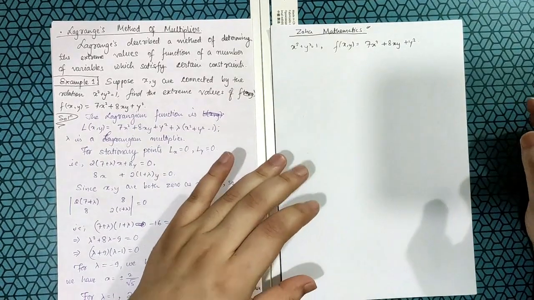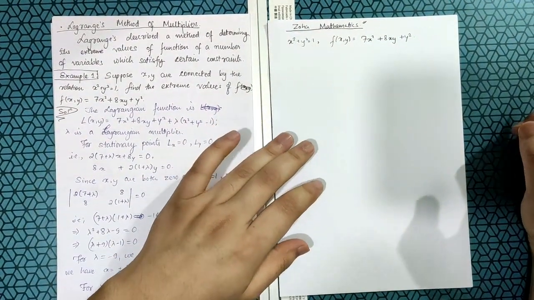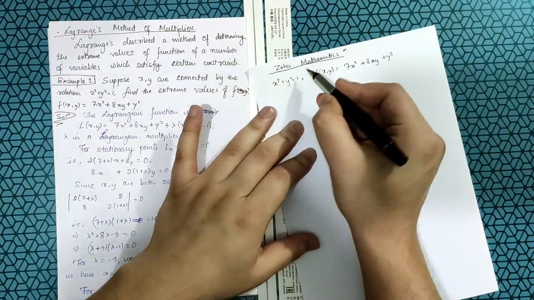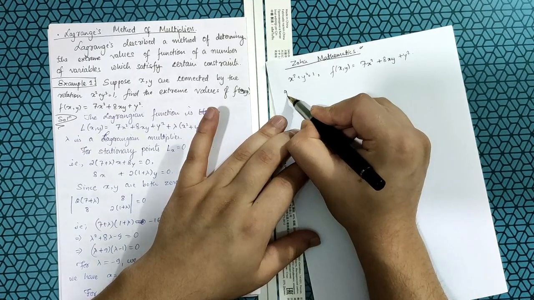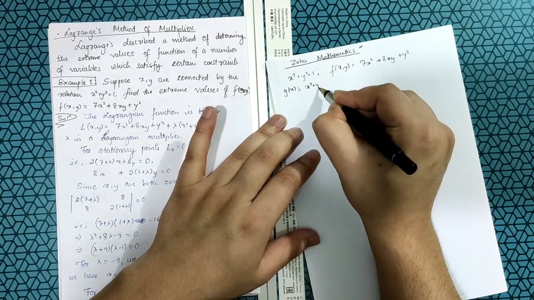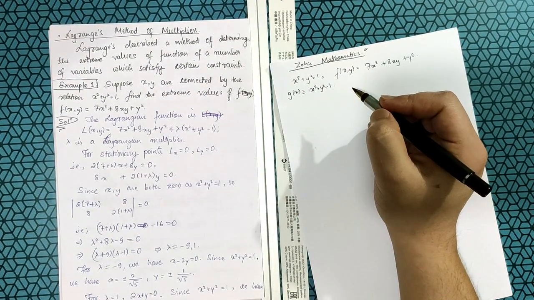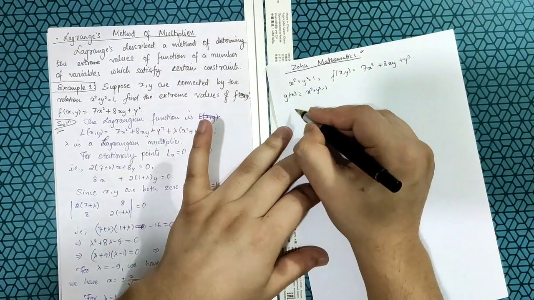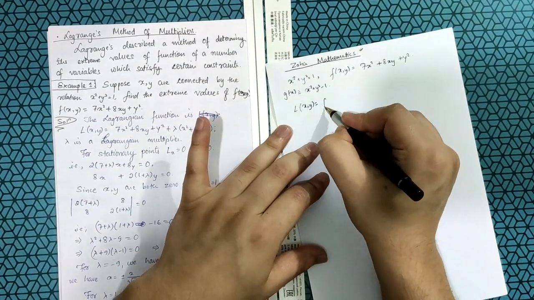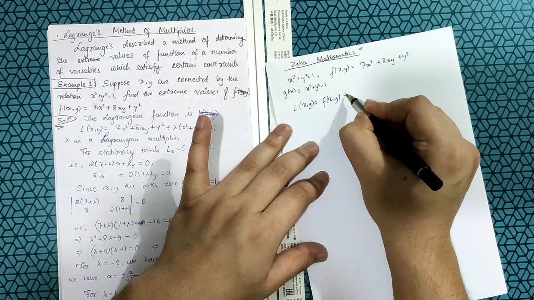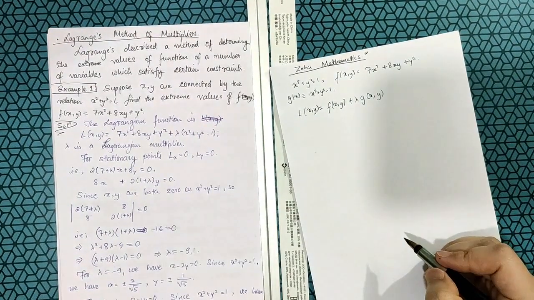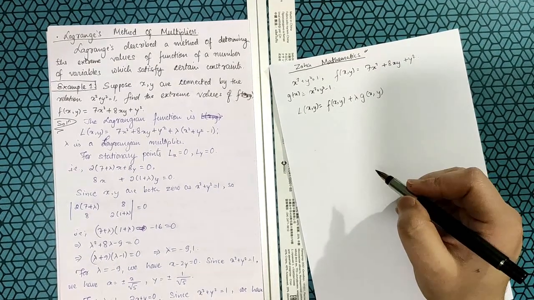Let us first try to understand what we are going to do in this Lagrange's multiplier. Basically, let us name this thing g of x y, which is x square plus y square minus 1. Then we write L of x y as f of x y plus lambda g of x y, where lambda is the Lagrangian multiplier.